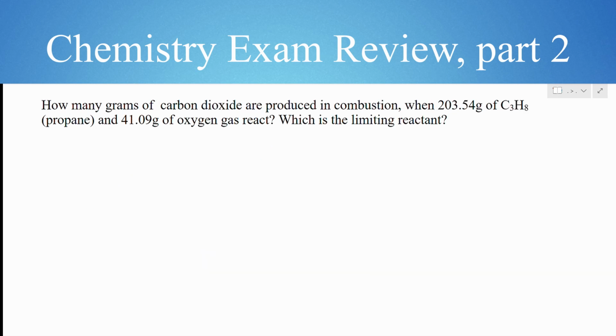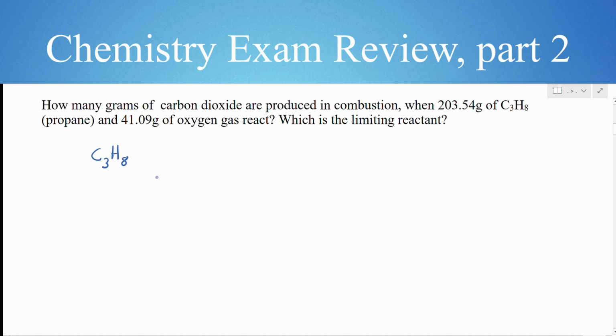How many grams of carbon dioxide are produced in combustion when 203.54 grams of C3H8, which is called propane, and 41.09 grams of oxygen gas react, which is the limiting reactant? Alright, so we are given this information and we know that we need to write out the reaction, right? Because whenever we are dealing with limiting reactant problems and stoichiometry, we know that we need to have the balanced equation ready for us. Okay, so for combustion, we are going to have a hydrocarbon, in this case propane.